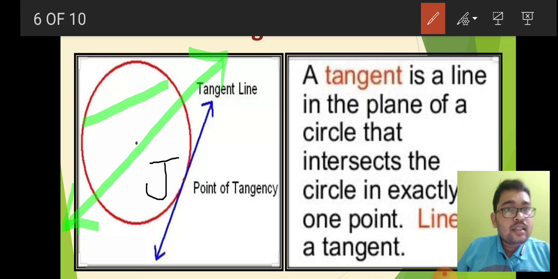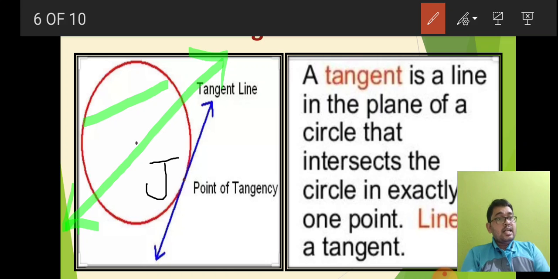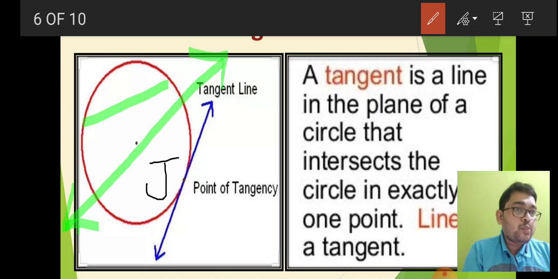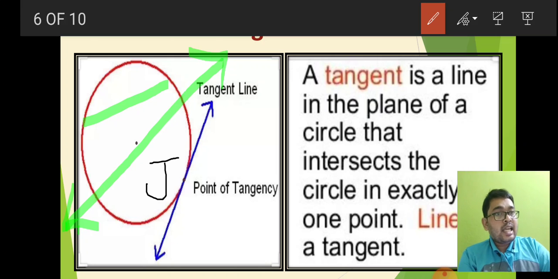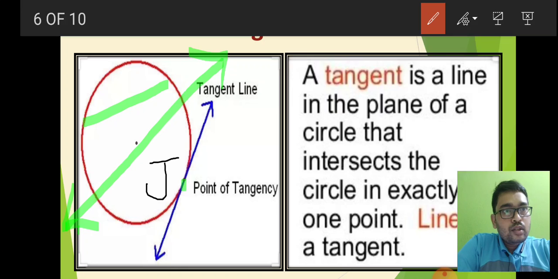And here, what is tangent? Tangent is also a line, and unlike the secant, which intersects at two different points, the tangent intersects the circle at only one point. You are seeing that at point J this line is intersecting, so at point J this is the tangent of this circle. You will learn it nicely in higher classes. For today, understand this much only.